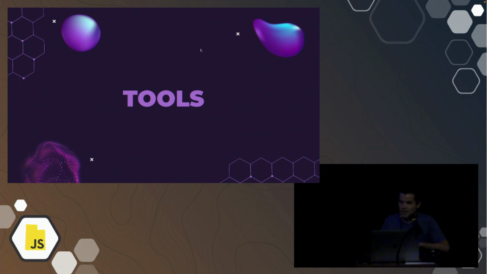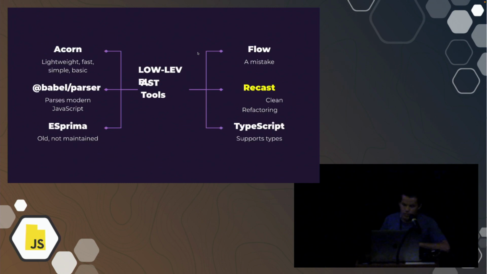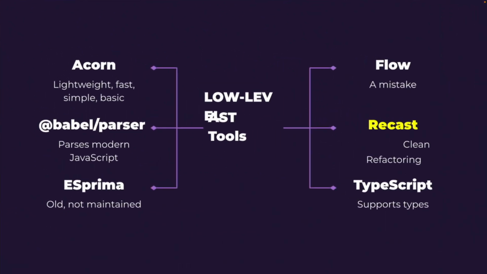So let's talk about those tools. There are a lot of tools for ASTs. That text doesn't look very good, but here are at least a few tools. Acorn is a very, very popular AST walker. Babel, all of us are probably using it. It's an AST tool. Esprima is pretty old. Flow was just a big mistake to begin with. Recast, I put in yellow because it's the only one on here that's not a parser. It is a refactor tool, and it can use any parser that you pass to it. And Recast is pretty cool. And of course, TypeScript, we all know, supports types.